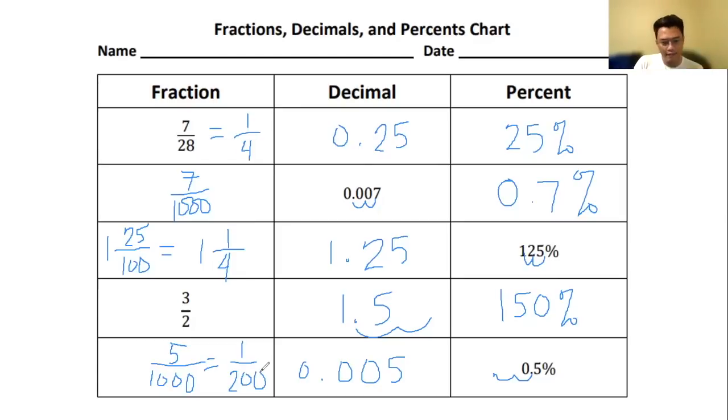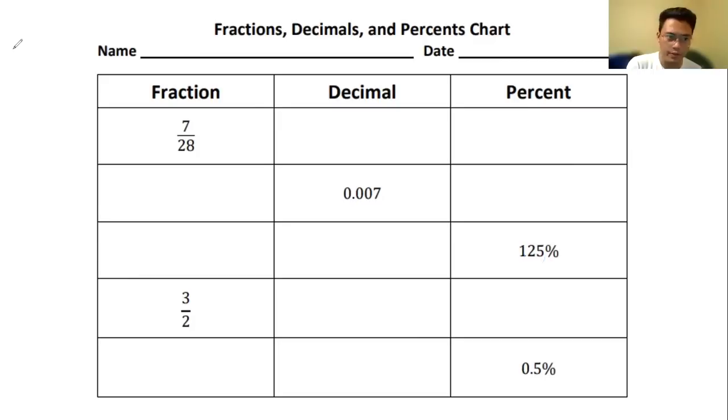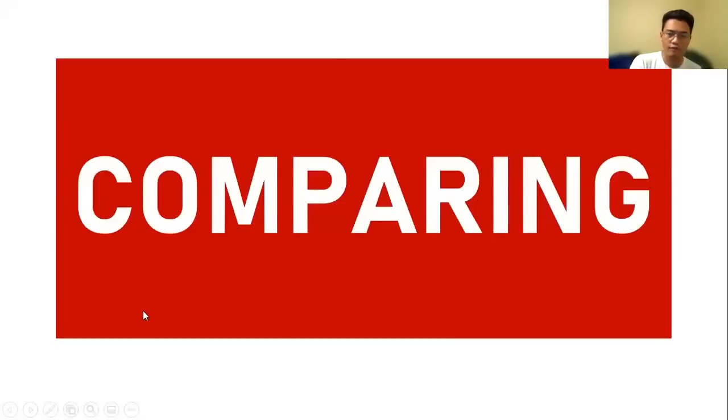Okay, I hope you get everything here right when we worked on this in our previous session. So this is just a recap, and this is just a review on what we had before on conversion of fraction, decimal, and percent. So get ready now because we will be doing comparing and ordering of rational numbers. Let's start with comparing.